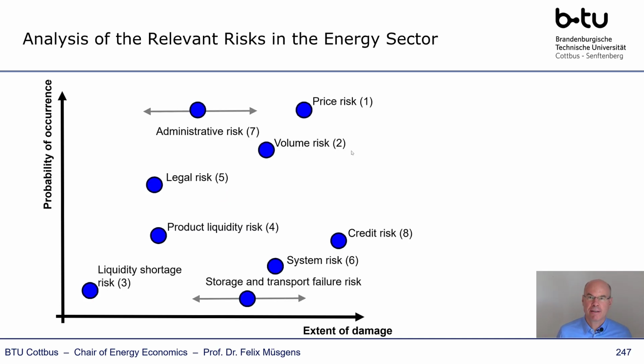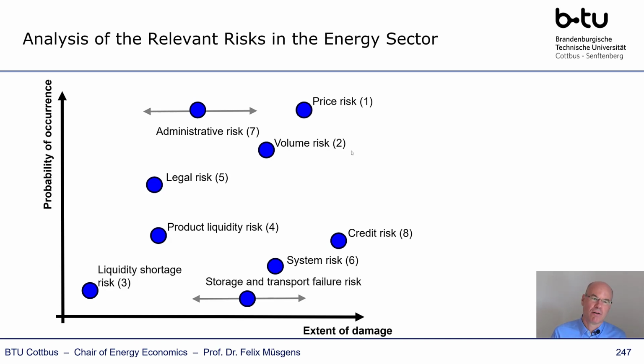Of course, we have collected a few. Starting in the very upper right with the price risk we already discussed. Then we have volume risks, that volumes are not what the party engaging in the trade thought they would be. Number three on the very left with low probability of occurrence and low extent of damage, we have liquidity shortage risk. Number four, a little bit more likely and a little bit more dangerous, is product liquidity risk. So two types of liquidities here we will differentiate in a second.